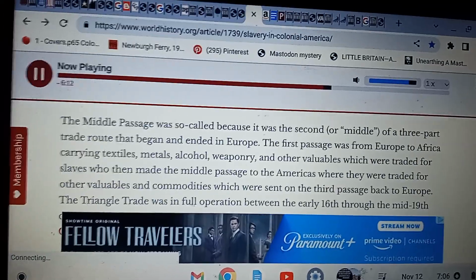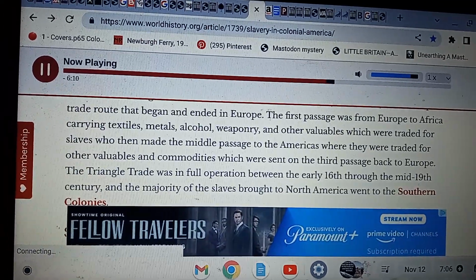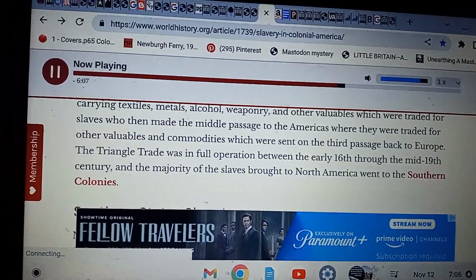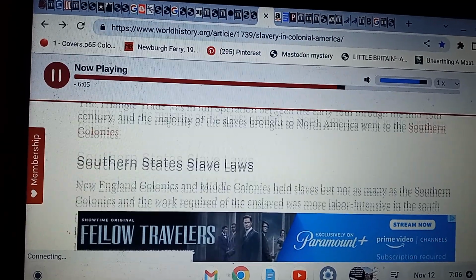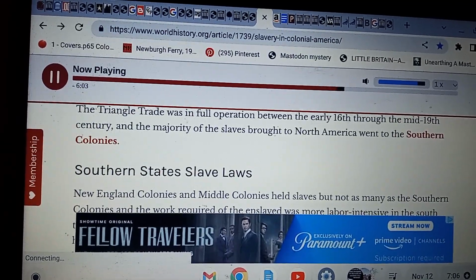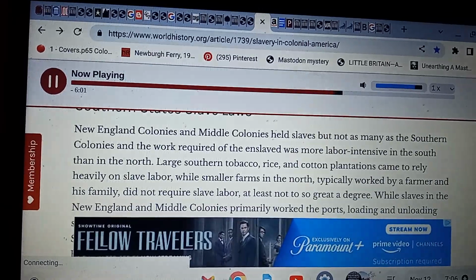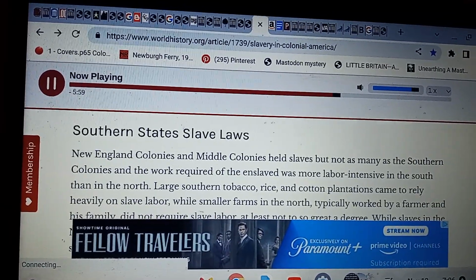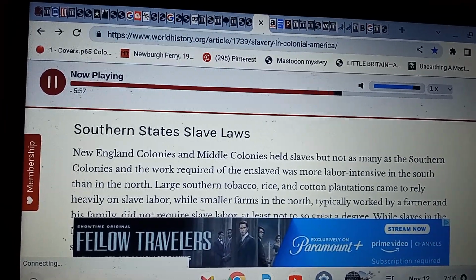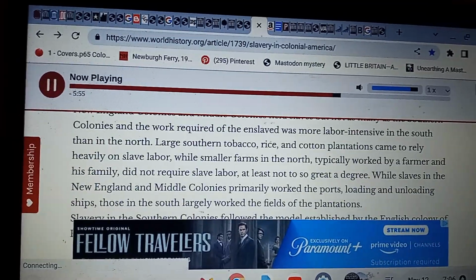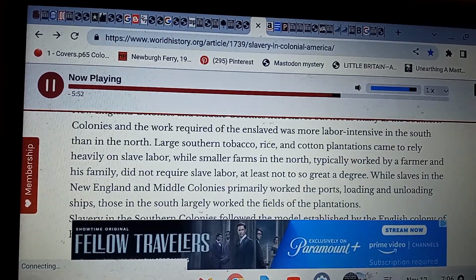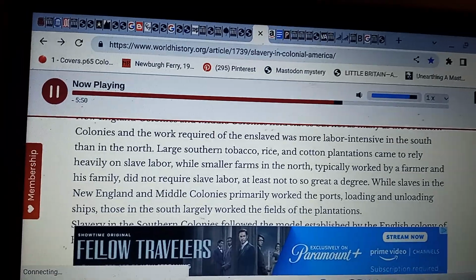The Triangle Trade was in full operation between the early 16th through the mid-19th century, and the majority of the slaves brought to North America went to the southern colonies. Southern states' slave laws. New England colonies and middle colonies held slaves, but not as many as the southern colonies, and the work required of the enslaved was more labor-intensive in the South than in the North.